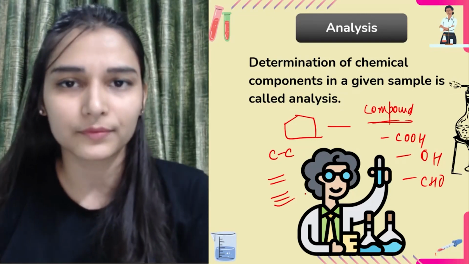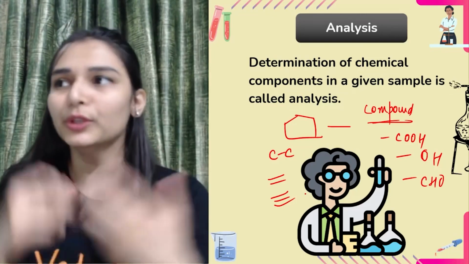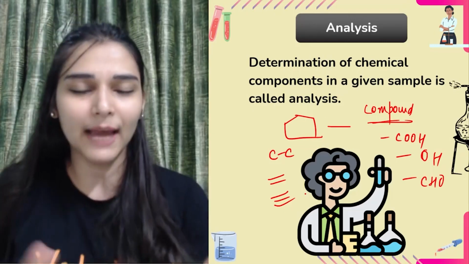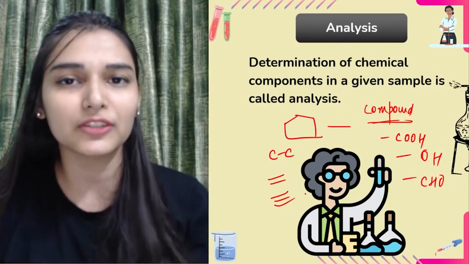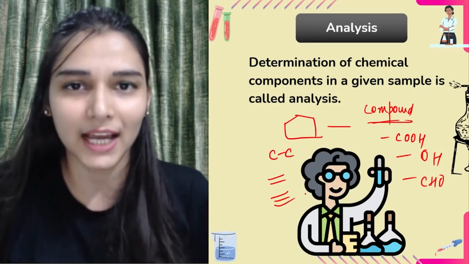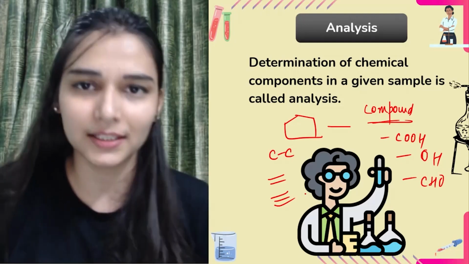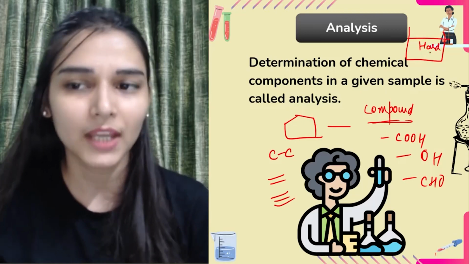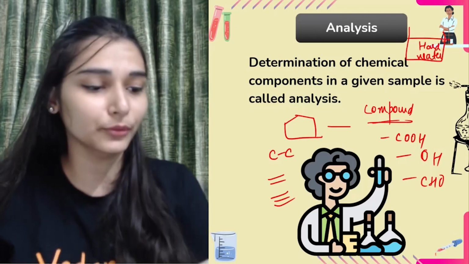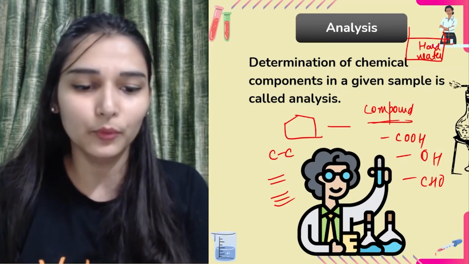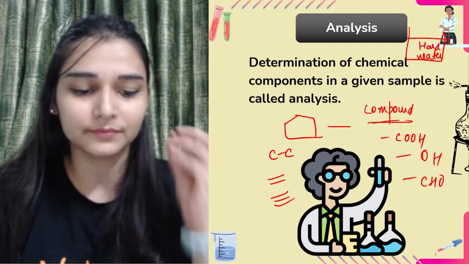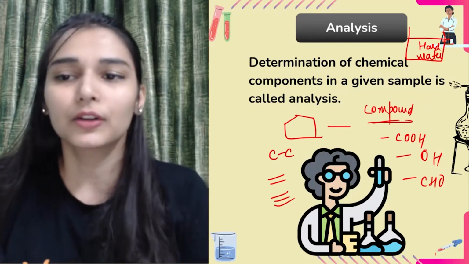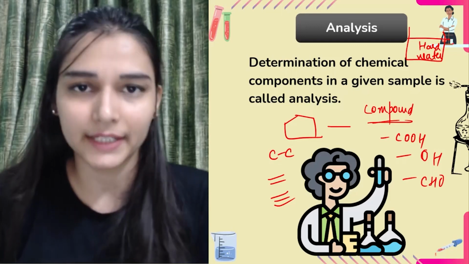So what will you do? You will take that compound, you will do certain reactions in the chemistry lab, you will study the observations, and based on the observations you will decide what is in it. That is how we do the analysis. Or let's say I have given you a sample of hard water. Ma'am is asking you to please tell me how much hardness is present in it.